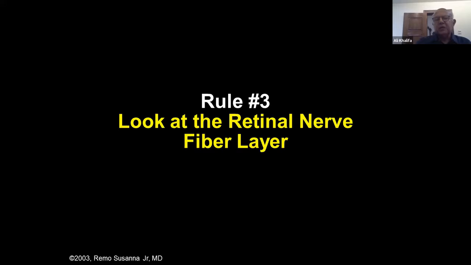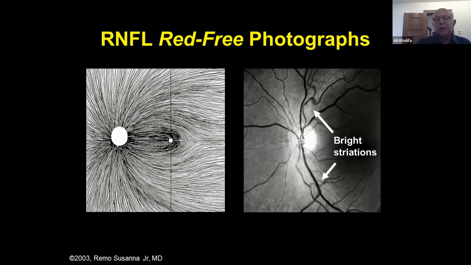Rule 3, we have to look at the retinal nerve fiber layer. Normally, the retinal nerve fiber layers are blackish and whitish striations going into the optic nerve head. And when you look at it, you find them as bright striations in the background, especially with red-free photographs. With the red-free, or the slit lamp, you find them as bright striations. That is normal.